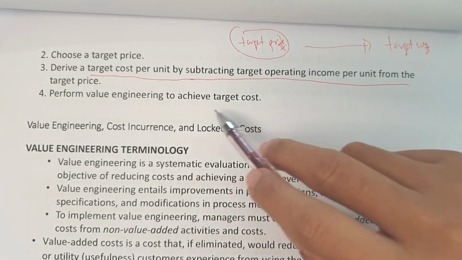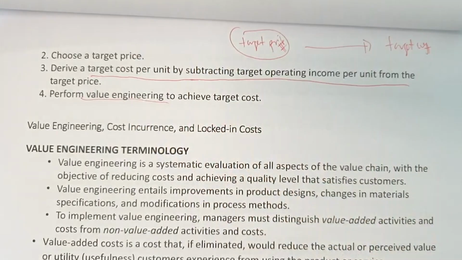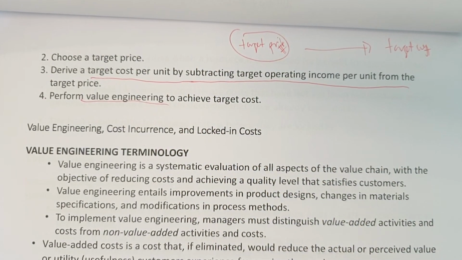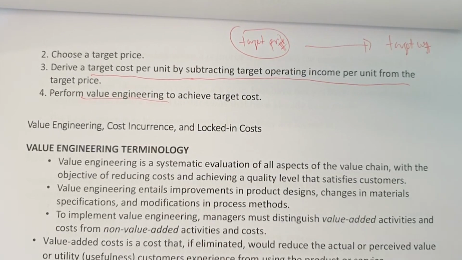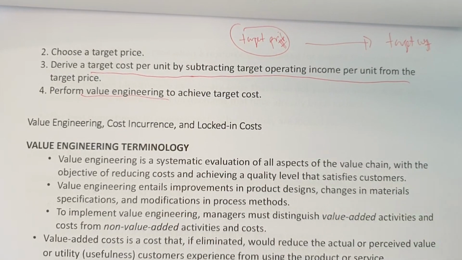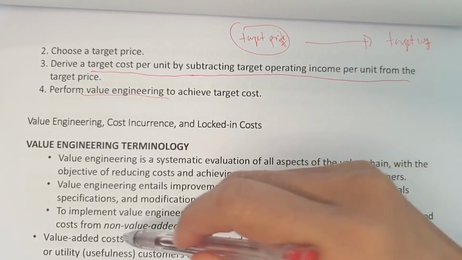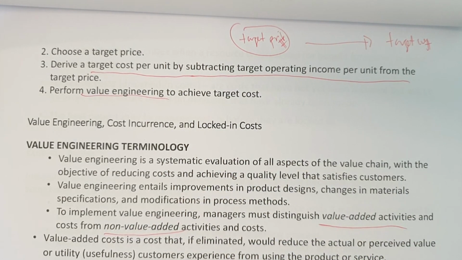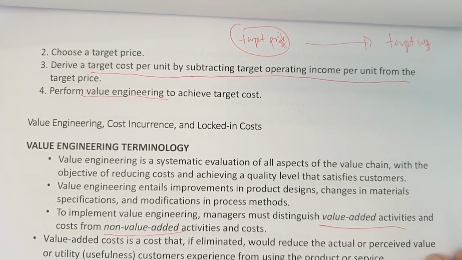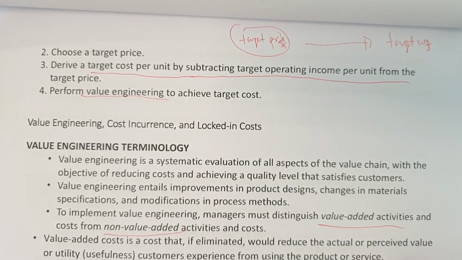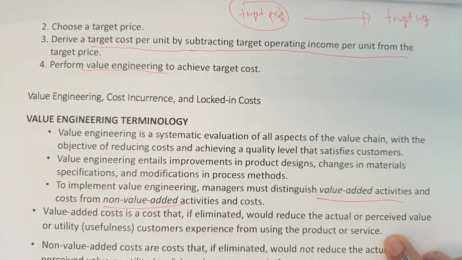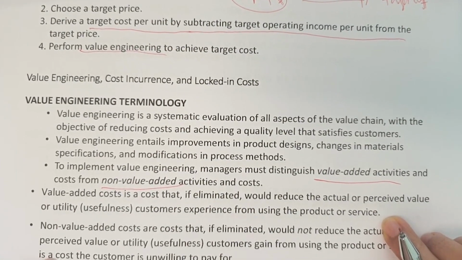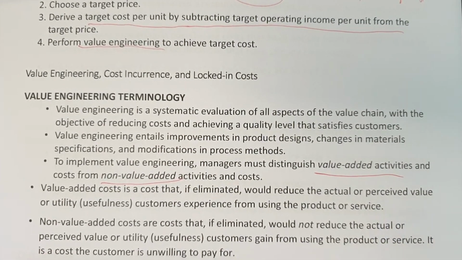And after that, we have to perform value engineering to achieve the target cost. This value engineering includes identifying value-added activities and non-value-added activities, and we also have to eliminate non-value-added activities from the process, because non-value-added activities will not add any value to the products that we produce.